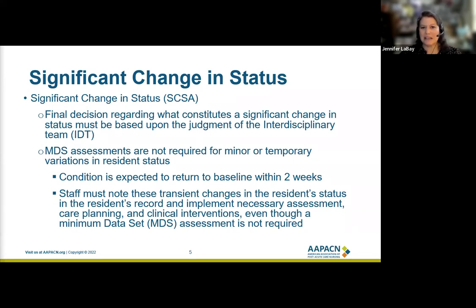If within those 2 weeks there's no return to their baseline, and now we have established this is a significant change, the staff needs to address that in the medical record, and then a significant change in status assessment is required at that point. But if there are transient changes in between, that doesn't mean we don't document it. It still needs to be documented in the medical record. There still needs to be interim care planning associated with that change. And there may be doctor's orders or medications or treatments that are going along with these transient changes that certainly we need to make sure that we're addressing.